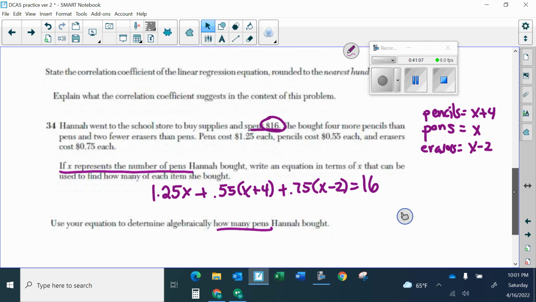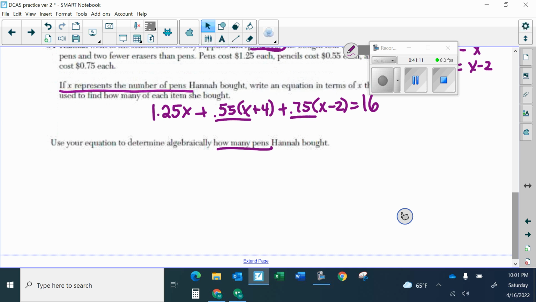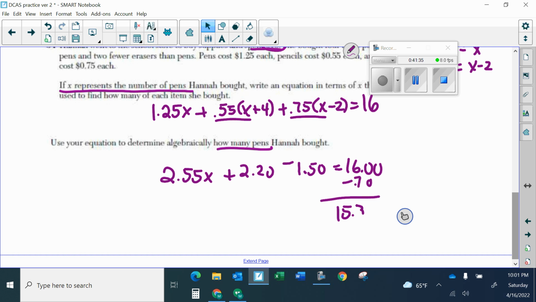So I would go ahead and distribute there. I have 1.25X plus the 0.75X is 2X, plus 0.55X is 2.55X plus that's $2.20, and that's minus $1.50 equals $16. 2.20 minus 1.50 is 70 cents. So I'm going to subtract that 70 cents across, which gives me 15.30 equals 2.55X. Divide by the 2.55, and you get 6. Okay, exactly. So X equals 6, and X is the pens. So that's how many pens we want.